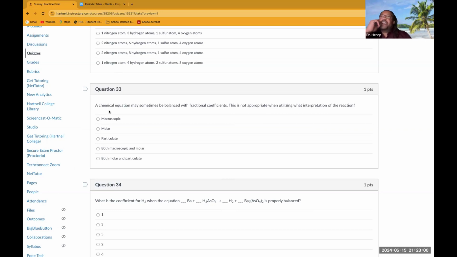Okay. A chemical equation may sometimes be balanced with a fraction coefficient. This is not appropriate when utilizing what interpretation of the reaction? A, macroscopic, B, molar, C, particulate, D, both macroscopic and molar, E, molar and particulate. That's going to be particulate. That is correct.